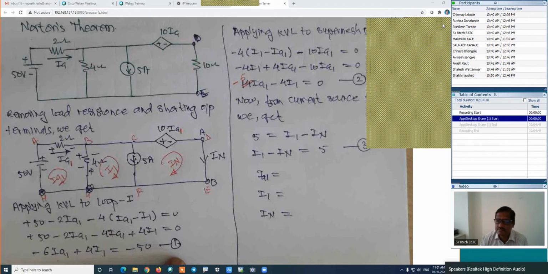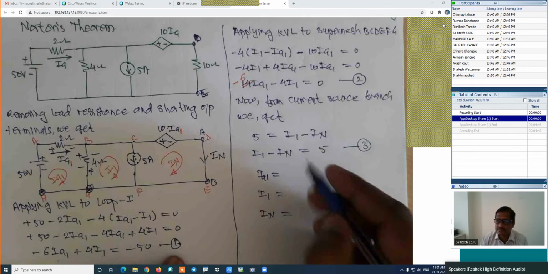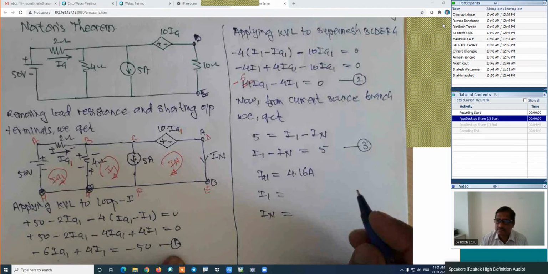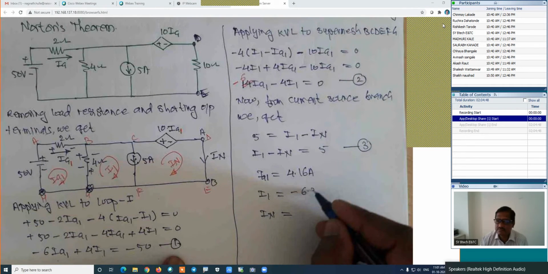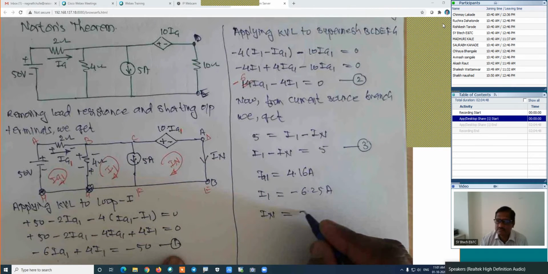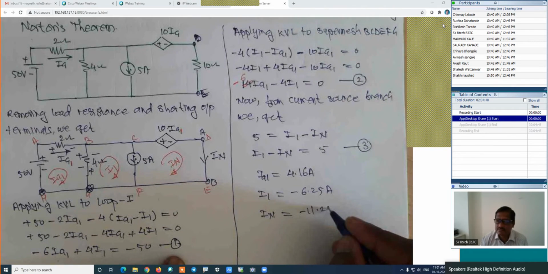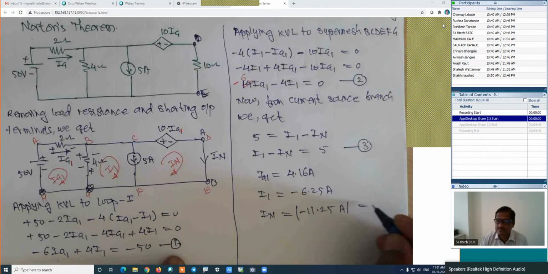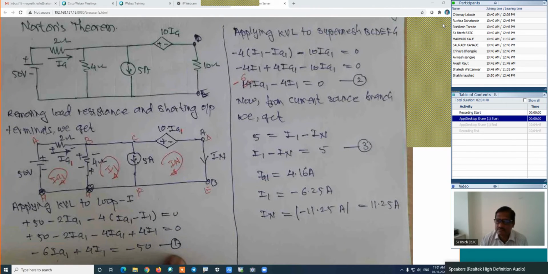Yes. IA1 is equal to 4.16 amperes. I1 is minus 6.25 amperes. And IN is minus 11.25 amperes is the answer. But always we are taking its modulus value. That's why 11.25 amperes is the Norton's current. Always we are taking the modulus value. Is it right?